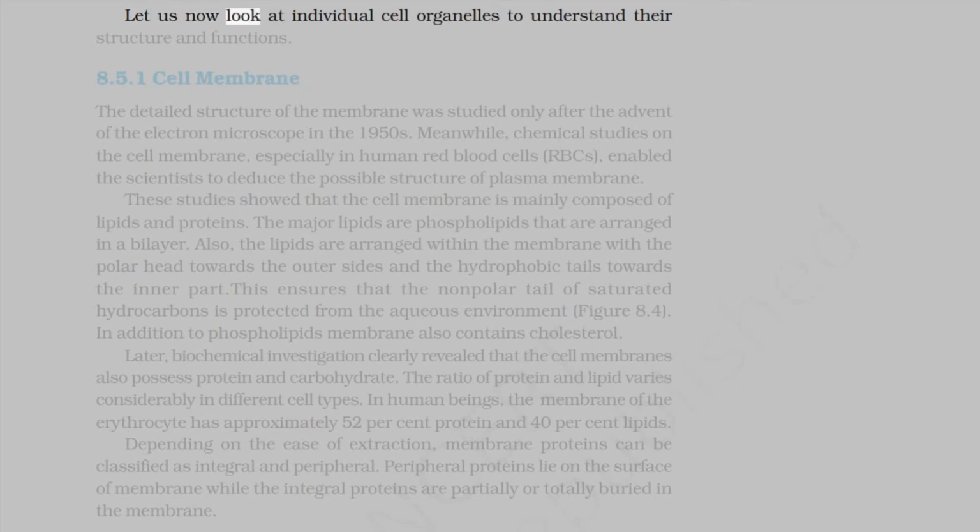Let us now look at individual cell organelles to understand their structure and functions. 8.5.1 Cell membrane. The detailed structure of the membrane was studied only after the advent of the electron microscope in the 1950s. Meanwhile, chemical studies on the cell membrane, especially in human red blood cells, RBCs, enabled the scientists to deduce the possible structure of plasma membrane.